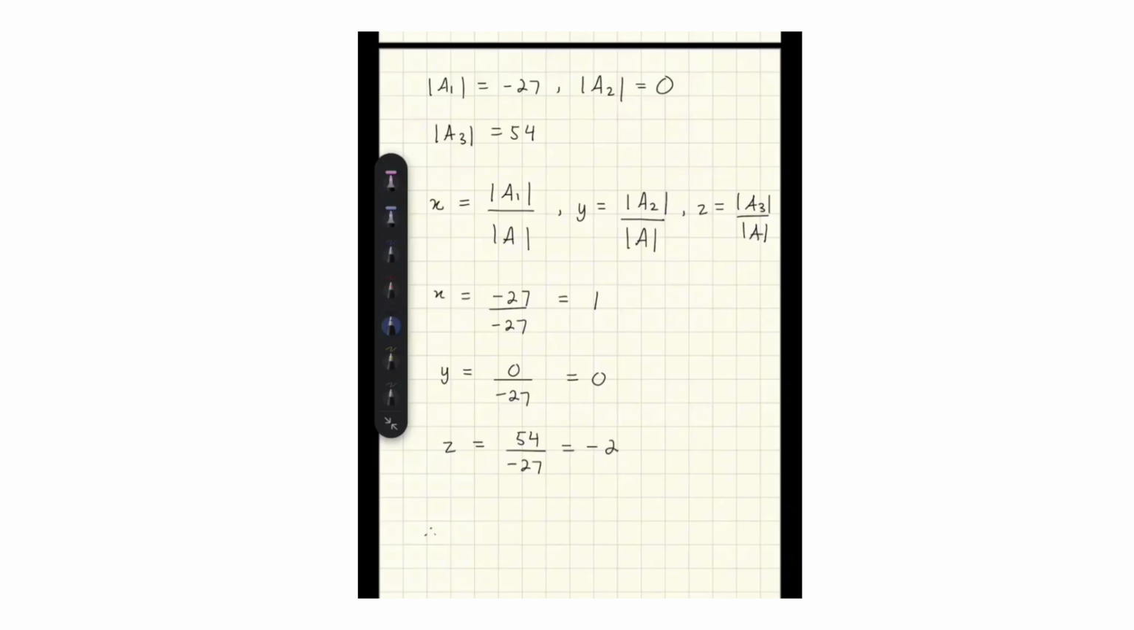And the answer for x, y, and z is x equal to 1, y equal to 0, z is equal to -2. That's all from the example question, and thank you.